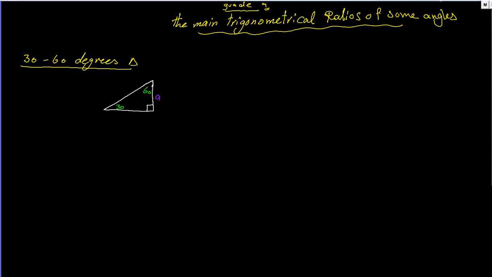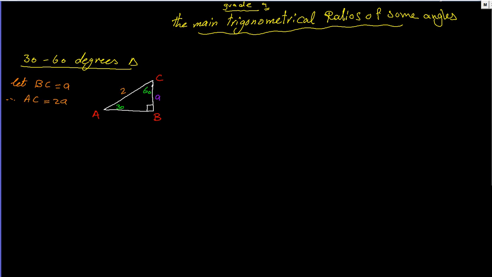Let this triangle be called ABC. Let BC equal A. Okay, after that, if BC equals A, then we deduce that the hypotenuse AC equals 2A, because the side opposite to the 30 degrees angle in a right angle triangle equals half the length of the hypotenuse. Then AC equals 2A.